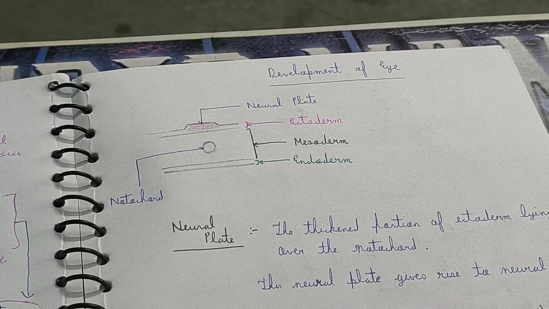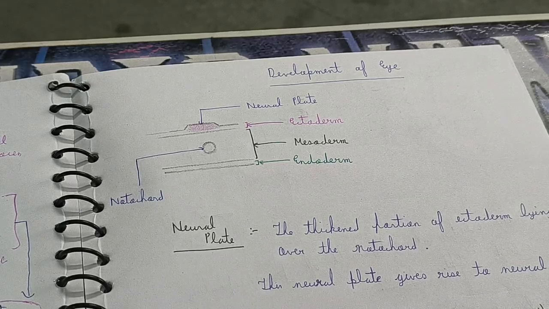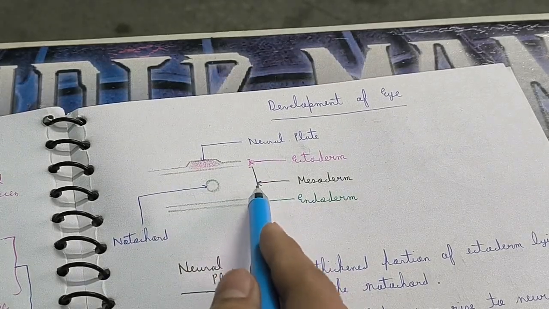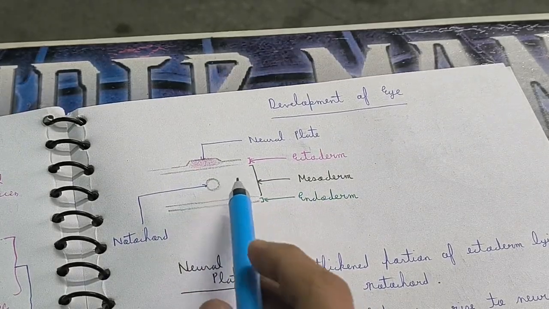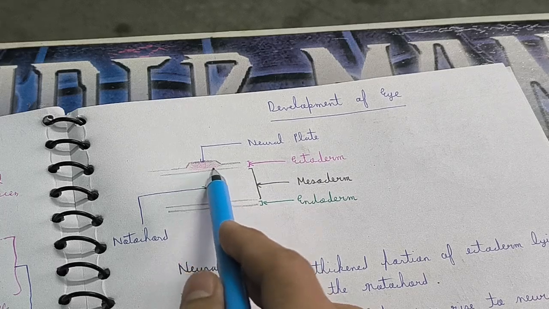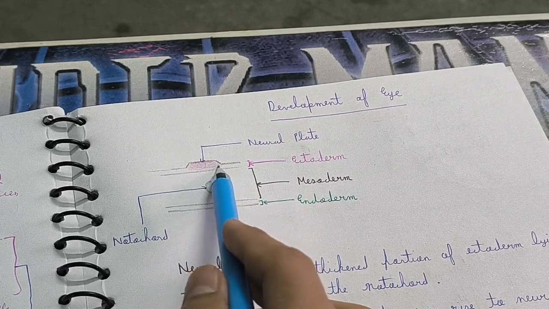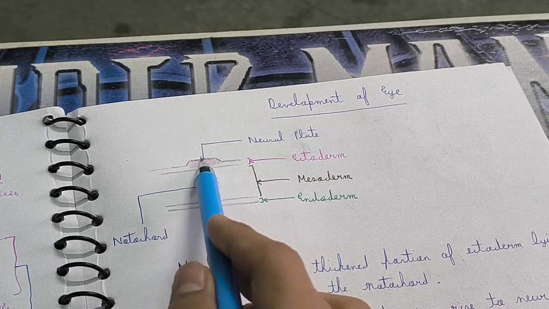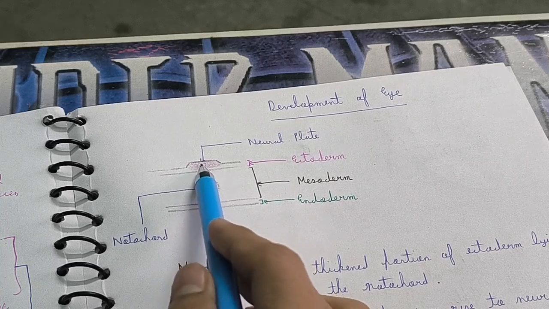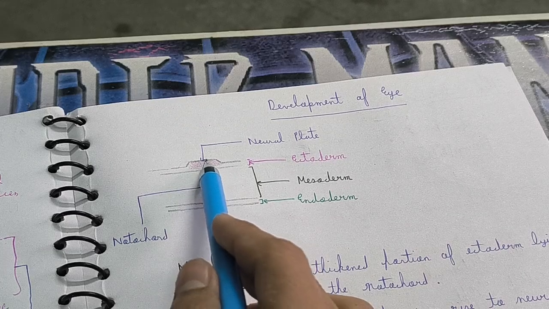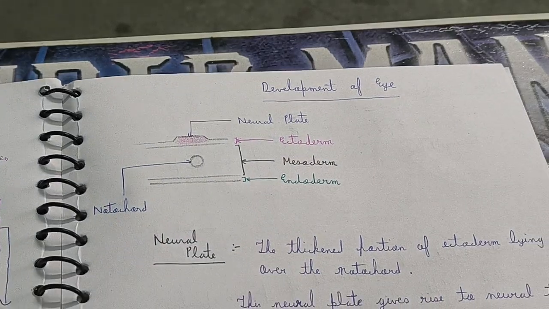So today's video is about development of the eye. First of all, you should know the neural plate. As you know, this is ectoderm, mesoderm, endoderm, and this is the notochord. Here, basically, the portion of ectoderm lying over the notochord becomes thickened to form a structure, and that thickened structure forming over a notochord is known as the neural plate.